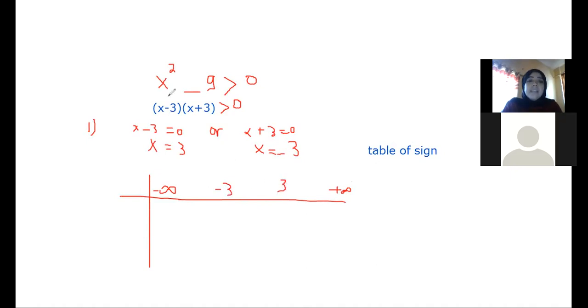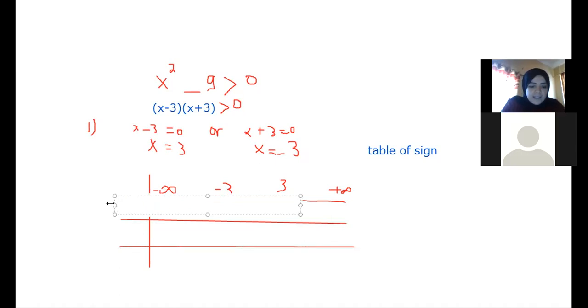Now we put this line, first one. This is a second line. The first line is for x minus 3, and this is x plus 3. Have you seen this before? Yeah, I already tried to understand the lesson before. Now I put a line for the -3 and a line for 3.